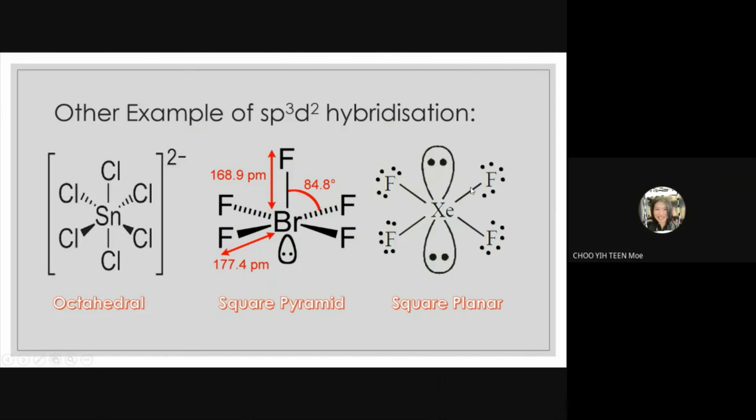Square planar. Try it out. After you build the bromine pentafluoride, you screw in one more screw in the opposite direction, 180 degrees, because they occupy the largest space. So can you get square planar? Yes, very good. Thank you.